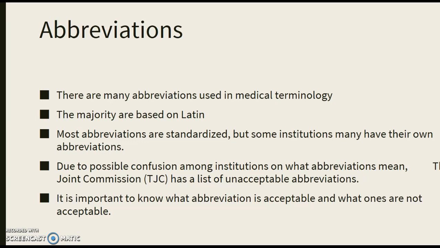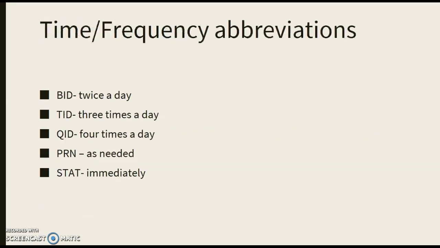Most of the abbreviations are standardized. Some institutions do have many of their own abbreviations. We are going to be teaching you the ones that Joint Commission has recommended. You will be hearing a lot about Joint Commission throughout your entire nursing career. They also have a list of what's unacceptable, which will be at the end of this podcast. It is important to know which abbreviations are acceptable and which are not, because you don't want to be using things that are not acceptable in your documentation. So we're going to go ahead and get started.